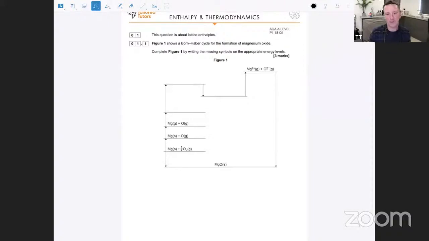It's all about understanding enthalpy change, isn't it? Okay, so the first question here is, we've got a Born-Haber cycle for the formation of magnesium oxide. All right. So the first thing we need to do is complete figure 1 by writing the missing symbols on the appropriate energy levels. Okay.